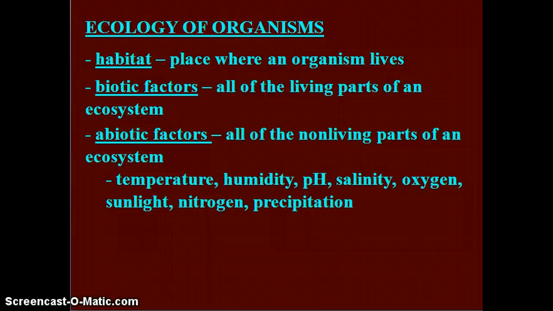So when we look at some ecology definitions and terms, we need to define habitat, a place where an organism lives. And we look at the two factors, biotic, you see the word bio in it. Bio means life. A in front of the word biotic means non-living. So examples of abiotic factors include temperature, humidity, pH, oxygen, sunlight, etc.